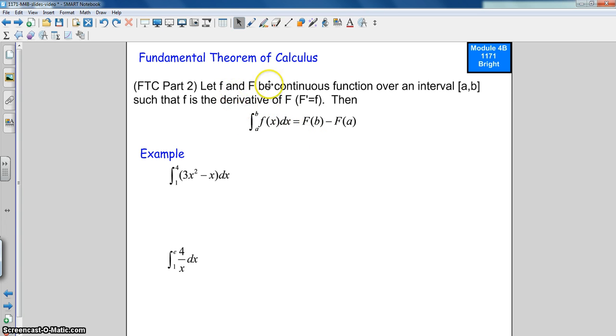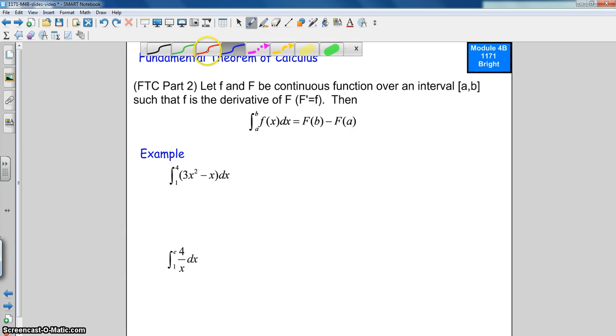So if we have little f and big F as continuous functions, such that big F is the antiderivative of little f, or vice versa, little f is the derivative of big F, then all we have to do is say that the definite integral from a to b is equal to capital F of b minus capital F of a. So the antiderivative evaluated at the upper bound minus the antiderivative evaluated at the lower bound.